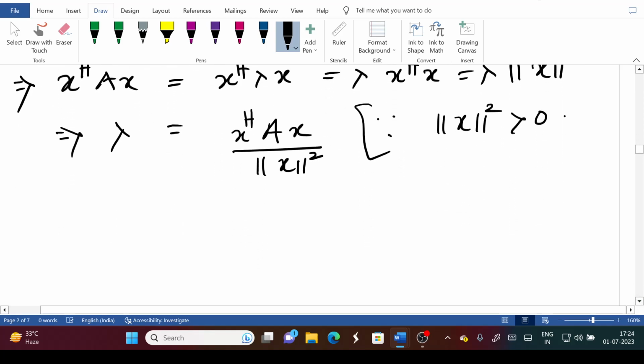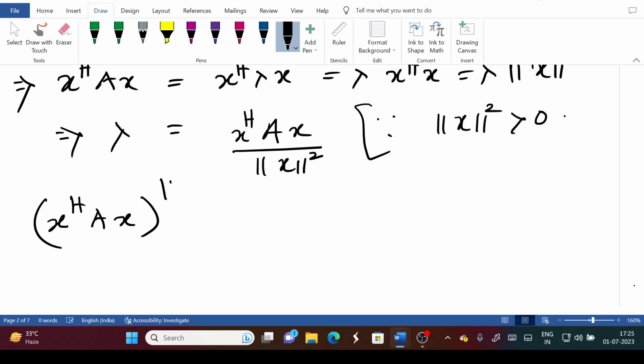Any non-zero real number I can divide. So here the denominator is a real number. If I prove the numerator is real, then my task is over. To prove it, I have to find its conjugate. Let (x^H A x) whole H, which can be written as (x^H A x) whole transpose, its conjugate.